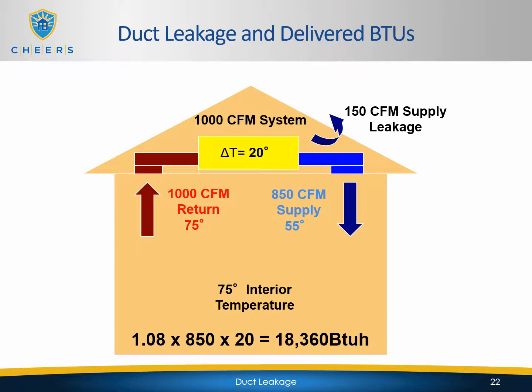Now if we plug the same numbers into the formula for the house, it's going to be 1.08 times 850, which is the actual supply CFM into the house, times 20, same delta T, equals 18,360 delivered BTUs.